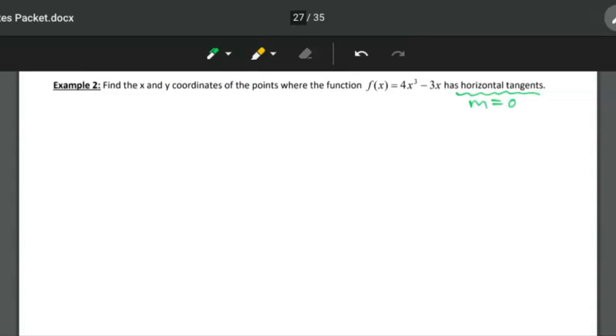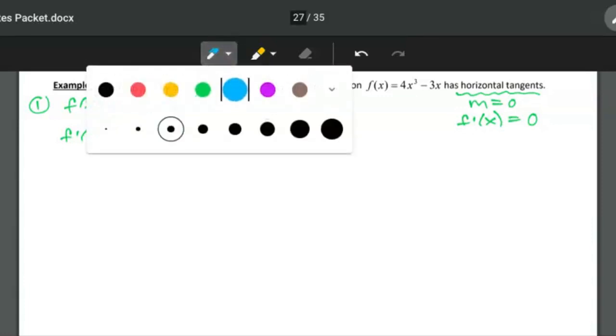And, in calculus, slope is called derivative. So really, our derivative has to equal 0. And we have to find the x and the y where that happens. So how about if we take the derivative and set it equal to 0, and then we could solve for x. All right, so step 1, our function f of x is 4x to the third minus 3x. If we take the derivative, we get 12x squared minus 3. And we're going to set that equal to 0.